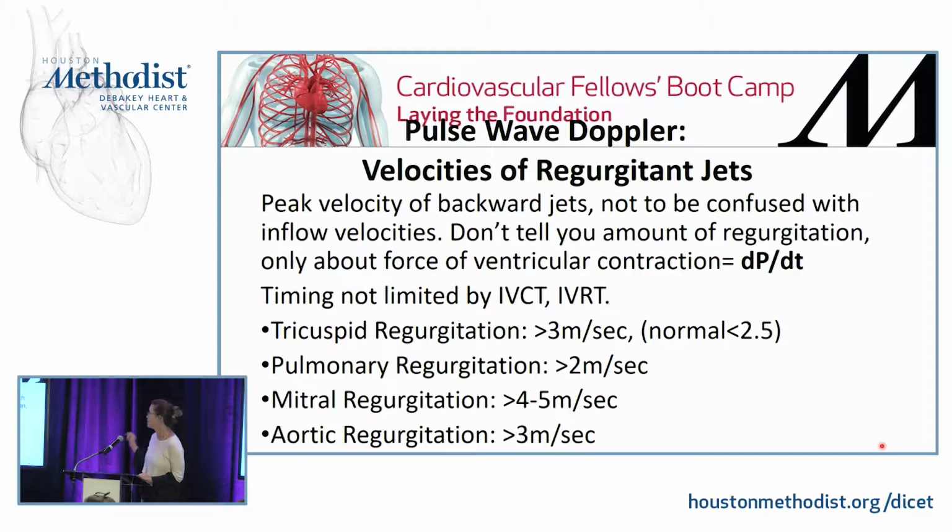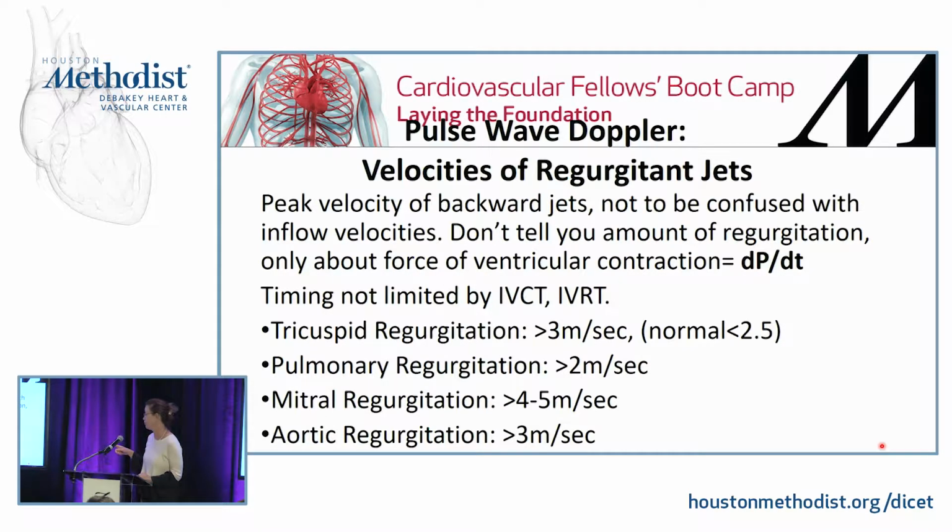The velocities on pulse wave Doppler don't tell you the amount of regurgitation. They only tell you about the force of ventricular contraction, that's dP/dt. And so, like we said, timing is not limited by isovolumic contraction or relaxation. Tricuspid regurgitation in the presence of a functioning good ventricle is going to be about 3 meters per second. Pulmonary, 2 meters per second.